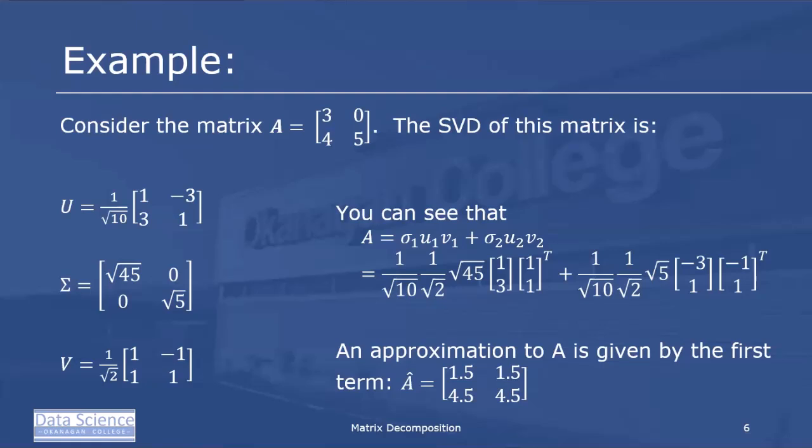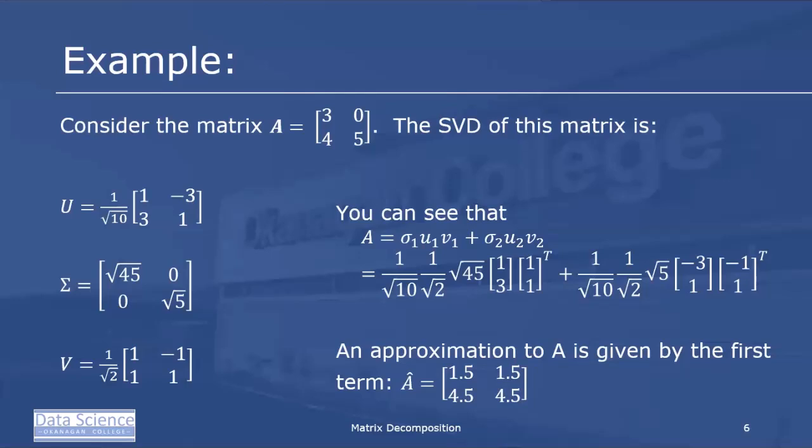We consider the matrix A, 3, 0, 4, 5. Then our singular value decomposition has U equals 1 over root 10 times the matrix 1, 3, negative 3, 1. Our sigma is root 45, 0, 0, root 5. And our V is 1 over root 2 times the matrix 1, negative 1, 1, 1.